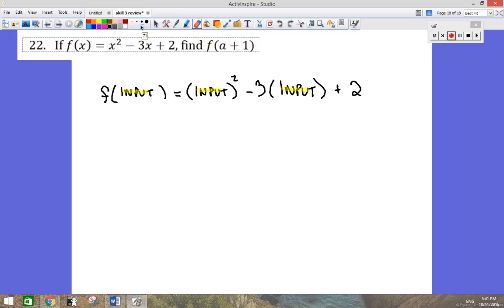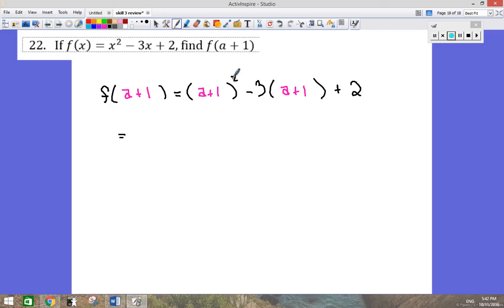So what if I come in here and erase this everywhere I see an input, and I put in here a plus 1. That's the input, so it goes here and it goes here. And now they expect us to simplify this. Because if they didn't say simplify, technically, hey, we're done right there. We have plugged that into the function. But we're going to do the grunt work for people.